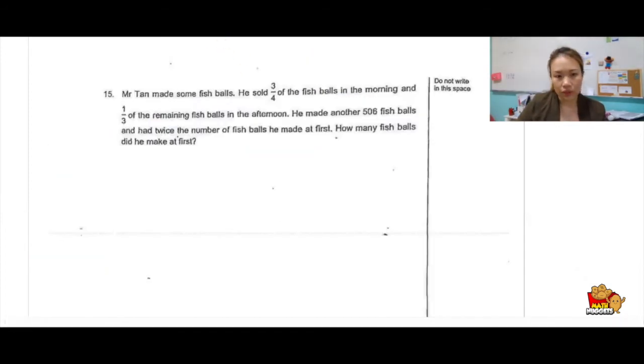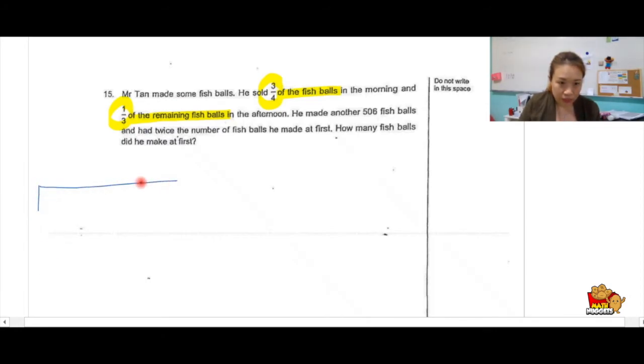Question 15, I'm going to draw the model to illustrate this. So again, very important to check for your fractions. 3/4 of the fish balls, 1/3 of the remaining fish balls. Okay, so again, the two fractions are not referring to the same whole. We cannot change to the same denominator. So if we can't change it, perhaps just going to draw the model, alright?